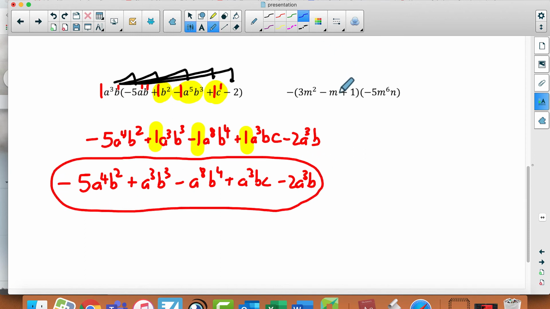Okay, last one, and not a lot of room to write it. So there's a couple things here. We have this negative out front, which confuses people. But what number, what coefficient could you write after that negative? You could make it negative 1. So it's kind of like negative 1, and then multiplied by a trinomial, and then multiplied by a monomial.